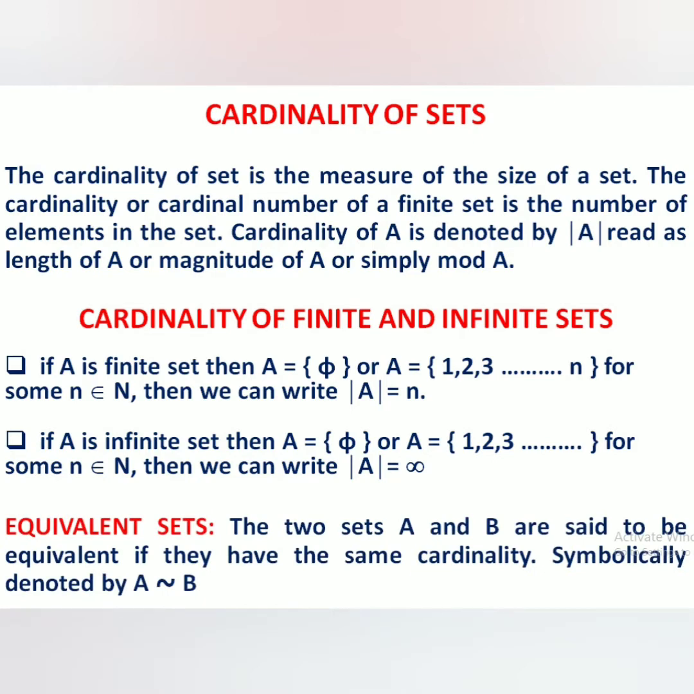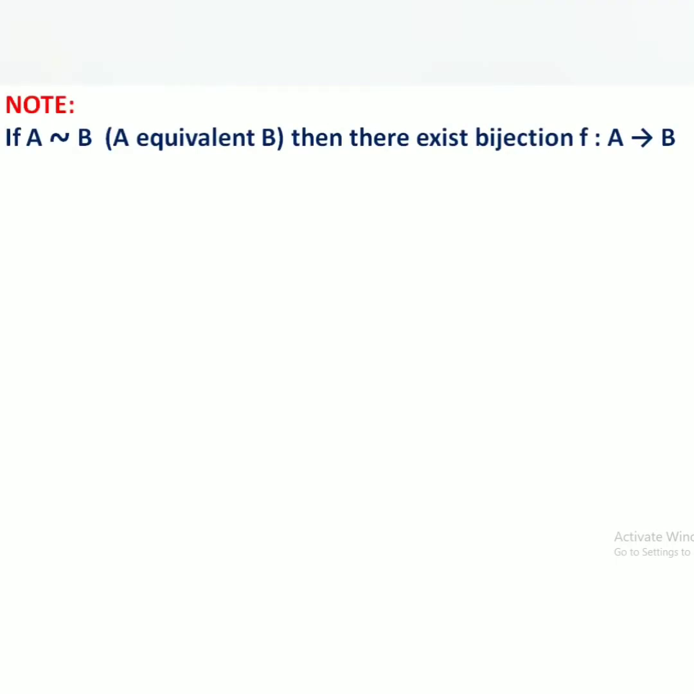Equivalent sets. When are two sets called equivalent? The two sets A and B are said to be equivalent if they have the same cardinality, symbolically denoted A ~ B, where the tilde indicates the symbol of equivalence. Next, one note on the equivalence of two sets: if A is equivalent to B, then there must exist a bijection mapping from A to B. So it should be noted that if A is equivalent to B, there is a bijection mapping f from A to B.